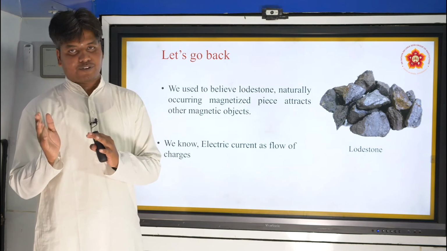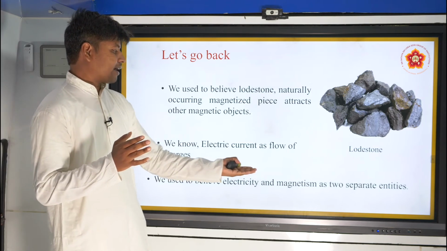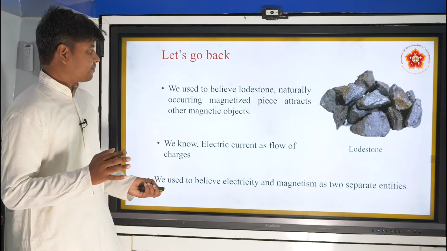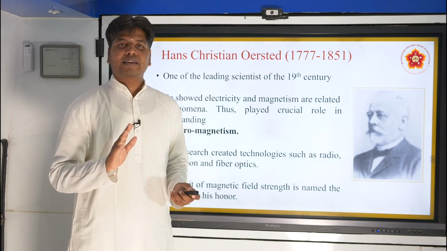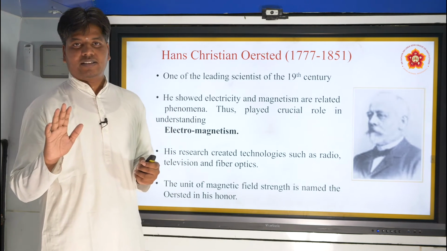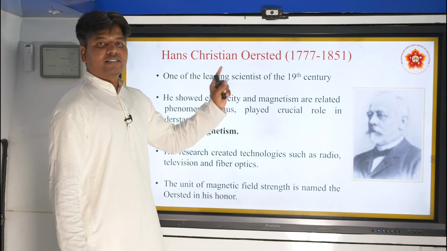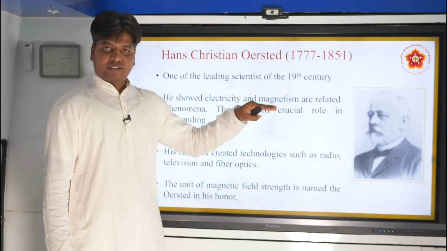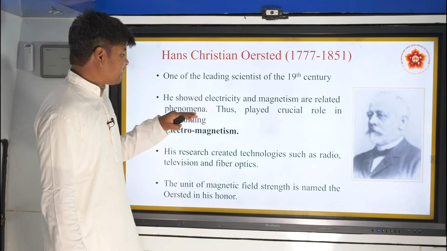As we thought before, we used to believe electricity and magnetism are two separate entities, until this man came. This man came and revolutionized the whole science. Hans Christian Oersted, one of the leading scientists in the 19th century, showed that electricity and magnetism are related phenomena.